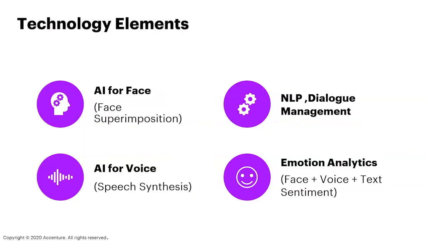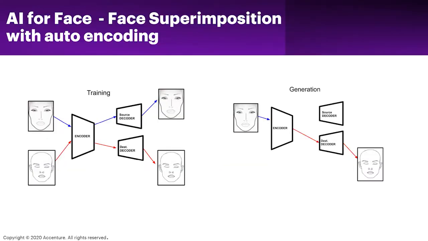The last, but not the least and the most important, pillar of a human-centered computing approach is the technology. We had to interweave all these elements of the design and arts, the psychology and the ergonomics, which I spoke about earlier, into the technological solution. The solution we have used uses technological elements for face, for voice, for dialogue management and emotion analytics as well.